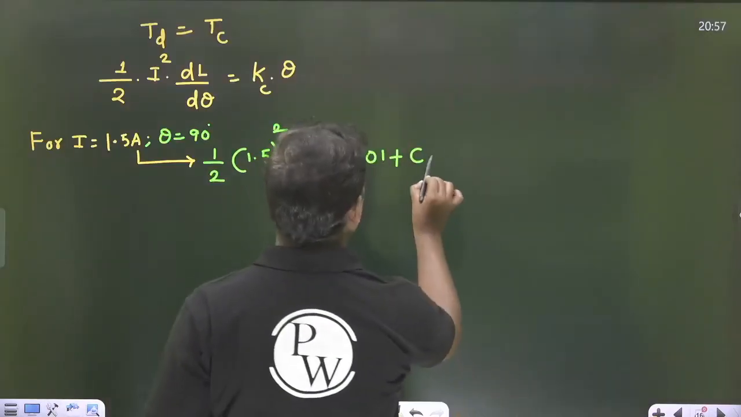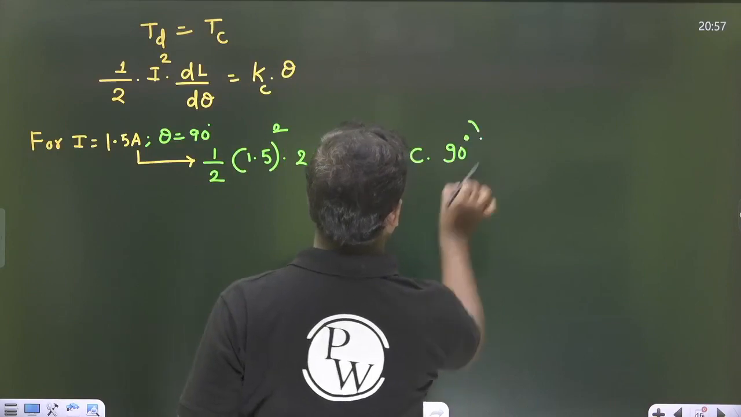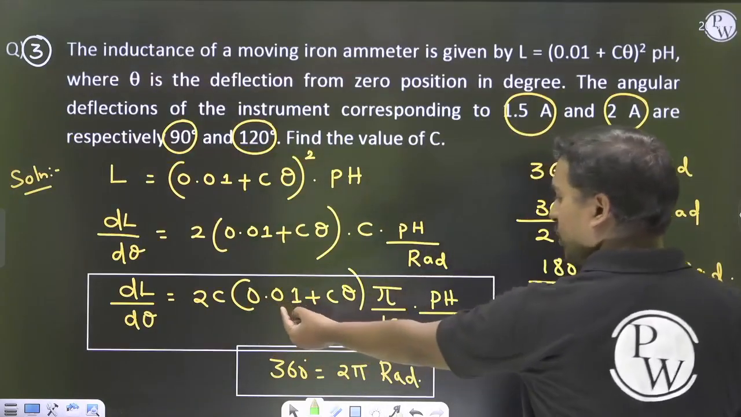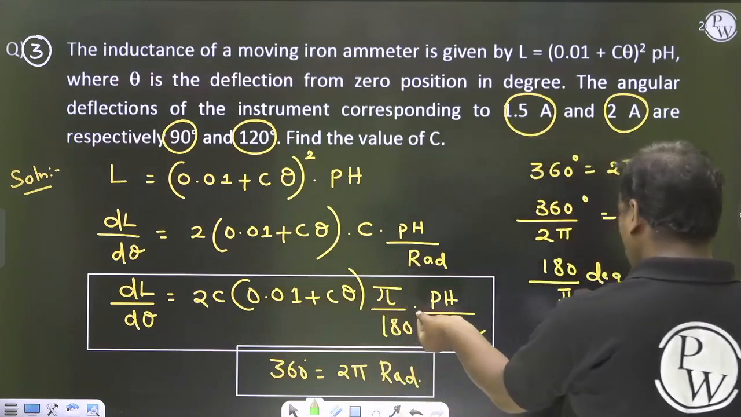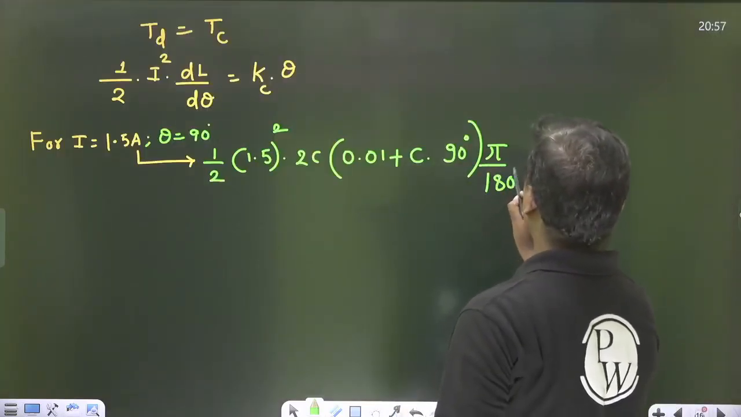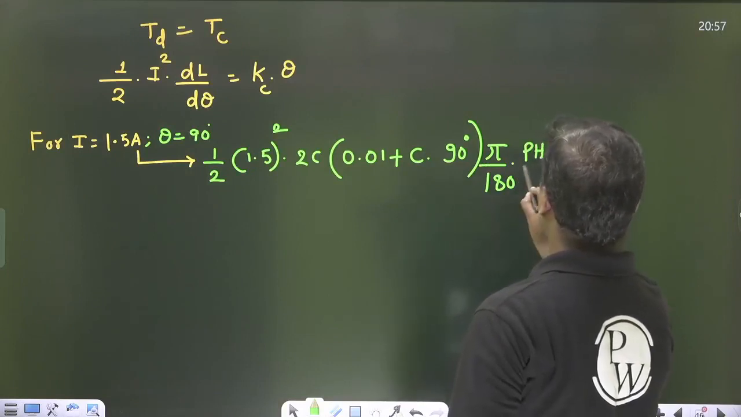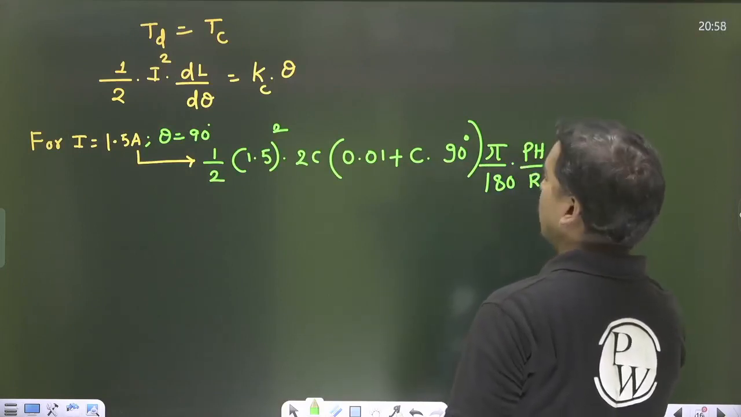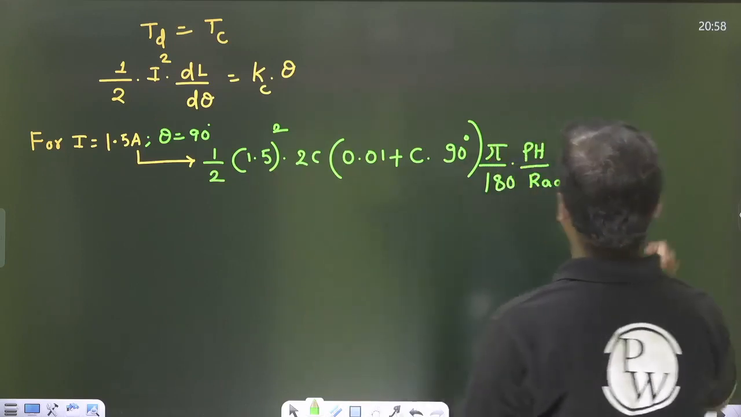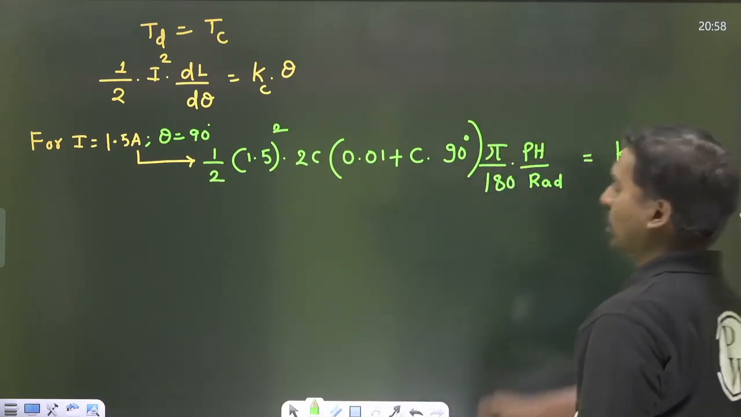So this is C, and 90 degrees you have to substitute. Is anything missing? 2C, 0.01 plus C theta into pi by 180. That is important. Pi by 180 picohenry per radian is equal to Kc, and we know the theta.